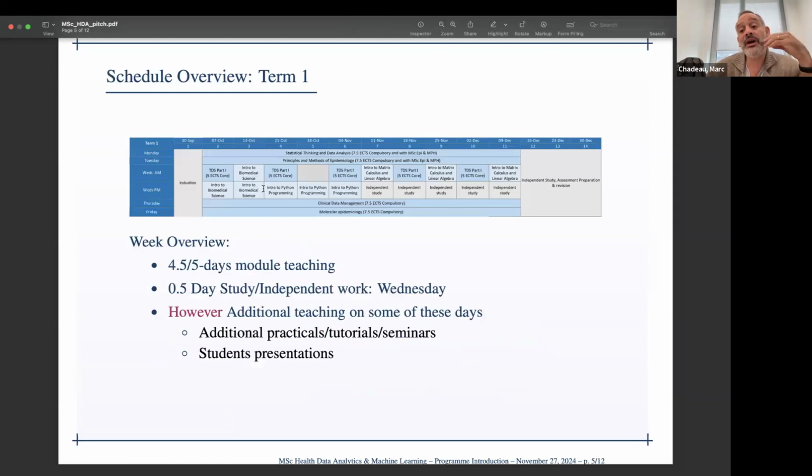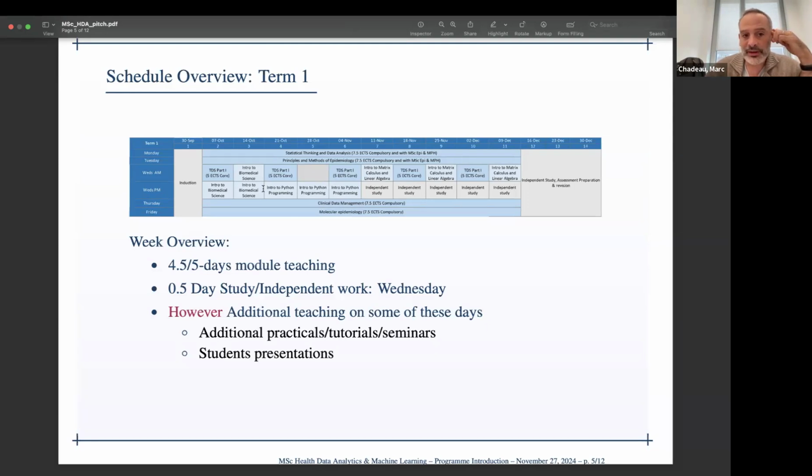So in terms of teaching organization, how does it work? The year is organized in 3 terms. First term, which is more of a warming up term. Term 2 is more of a specialty term, and term 3 is about research projects.